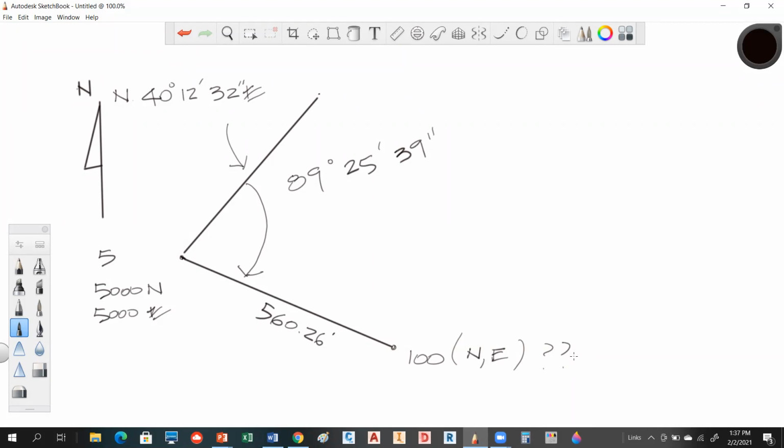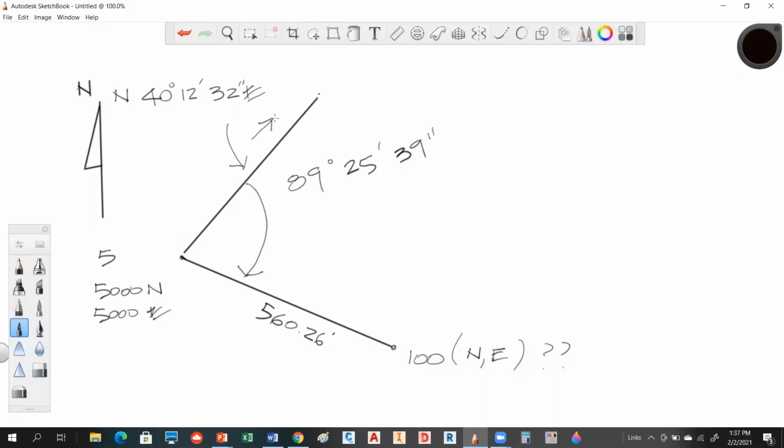Nobody has an idea? Find the direction. Yes. Okay. So how are you going to do that? This is what we backsighted, and we know the direction on this line. It's traveling that way, 40, 12, 32 northeast. You agree?